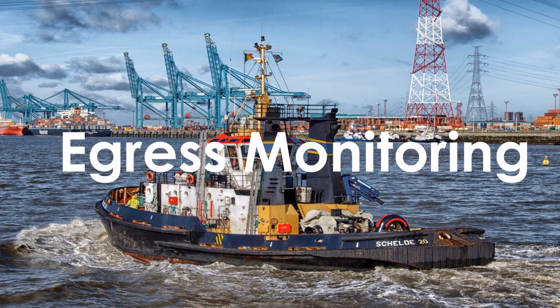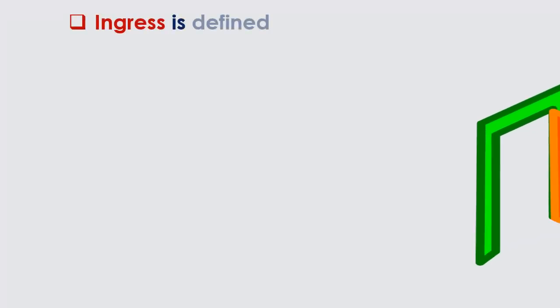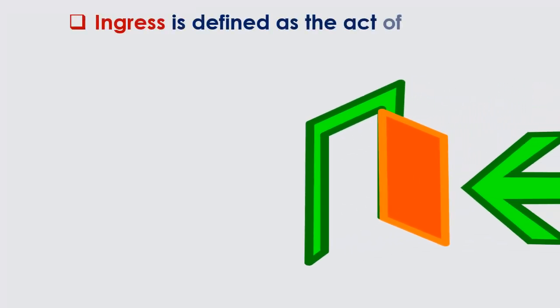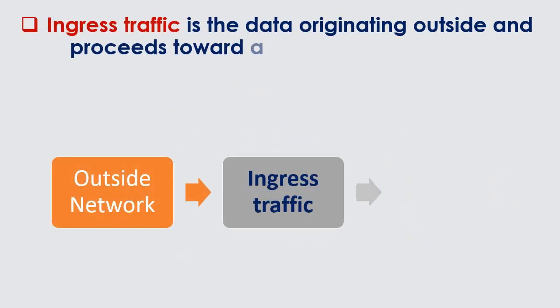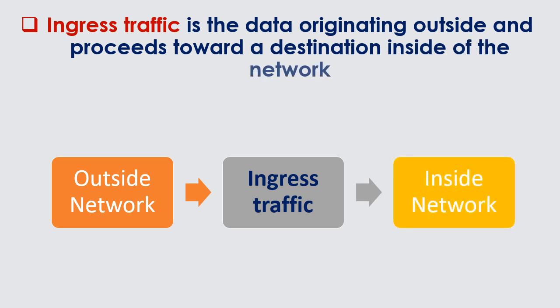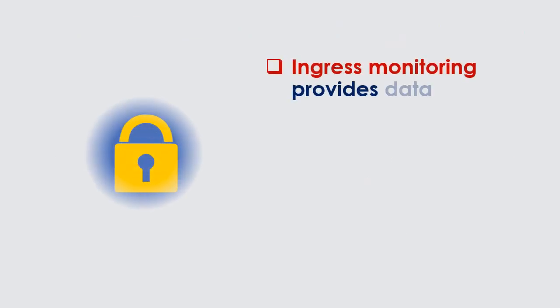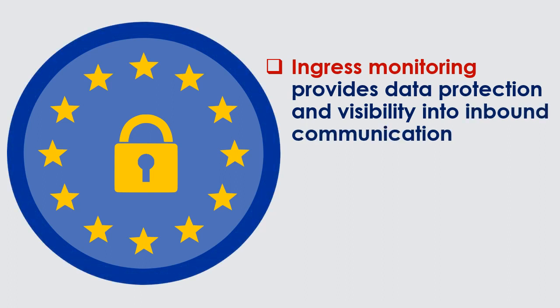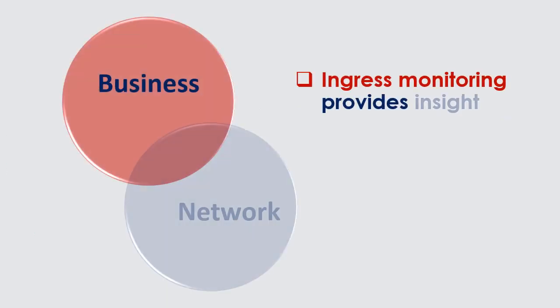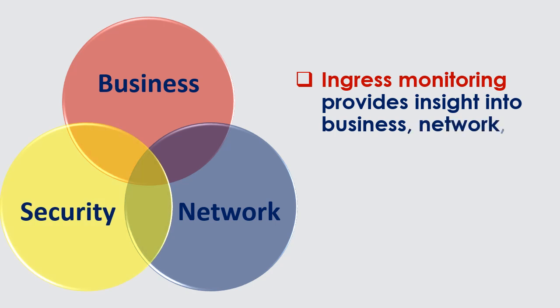Ingress monitoring. Ingress is defined as the act of entering. Ingress traffic is the data originating outside and proceeds toward a destination inside of the network. Ingress monitoring provides data protection and visibility into inbound communication. Ingress monitoring provides insight into business, network, and security threats.